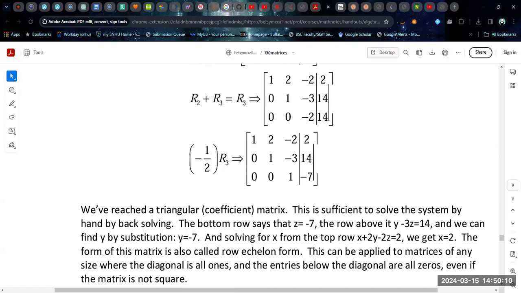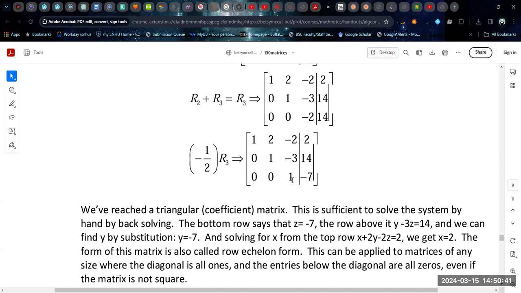So I could solve for y by substituting in z equals -7, and then if I plug that in, I end up with y is -7. And this top row says x plus 2y minus 2z equals 2. I can plug in the two values that I have for z and y, and I find out that x is equal to 2.